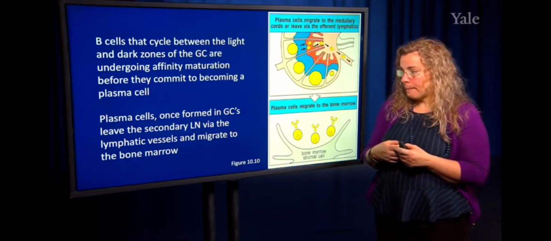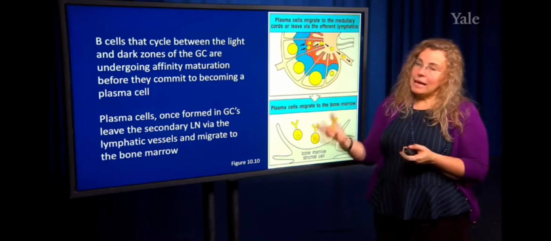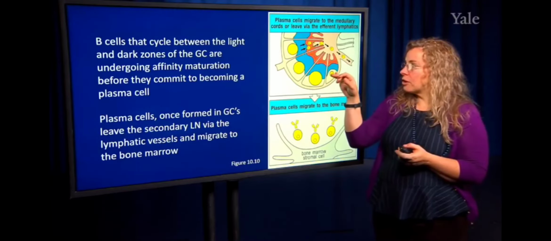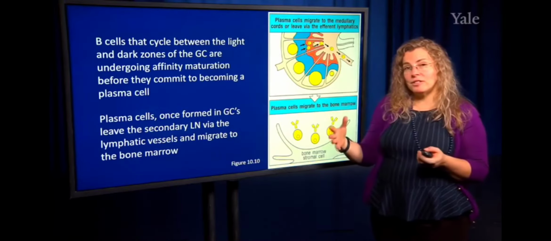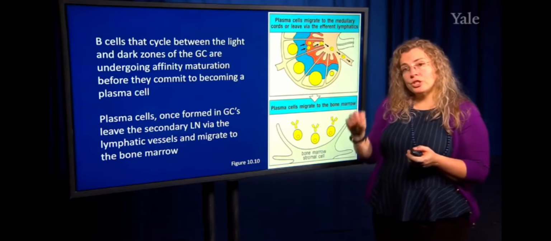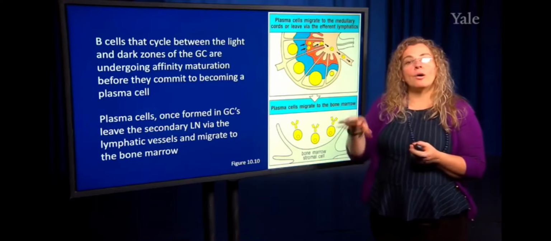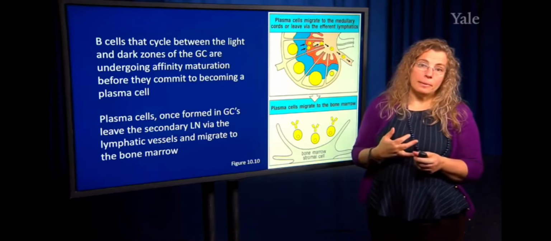And again, once the process is done, then the germinal center goes away, gets small, and eventually disappears, and those mature B cells go back to the bone marrow as memory B cells and plasma B cells. And plasma cells can also go throughout the body.